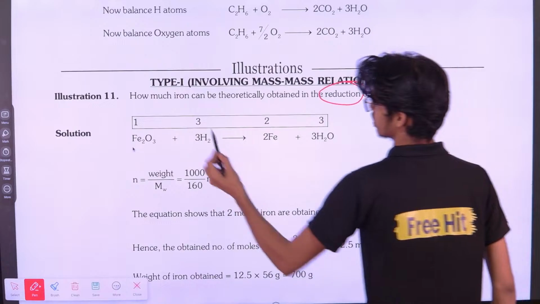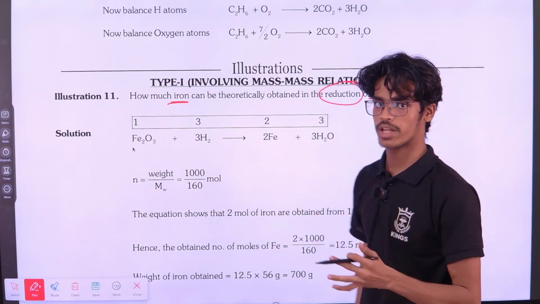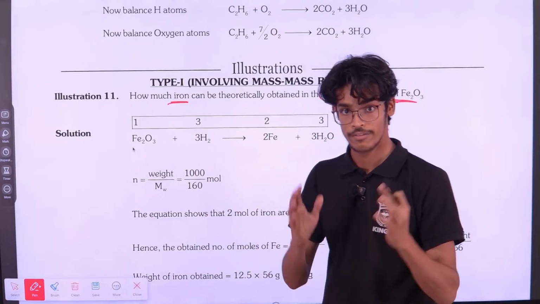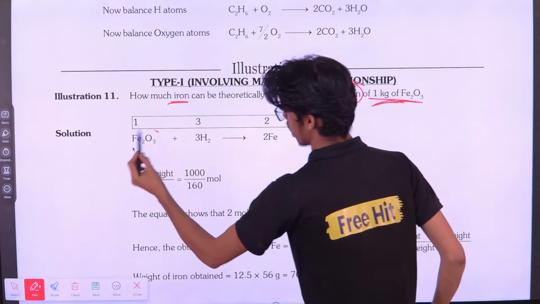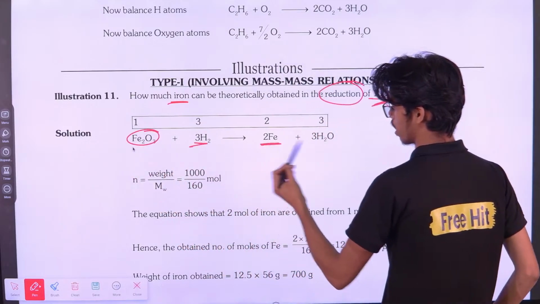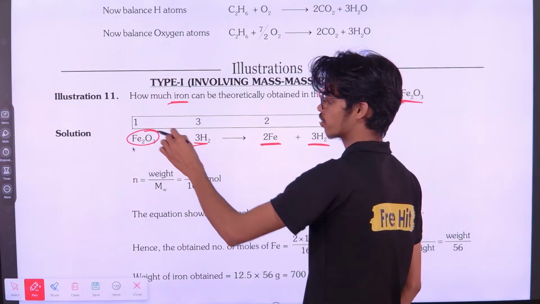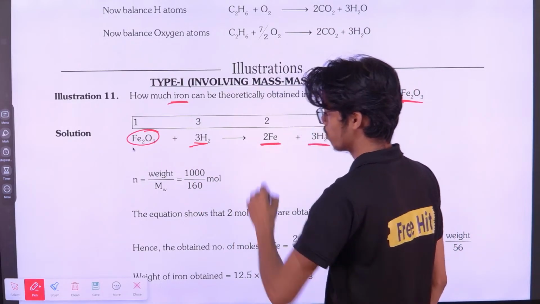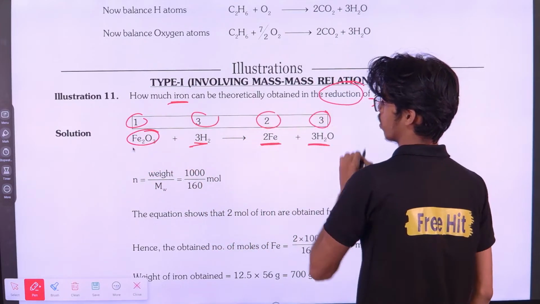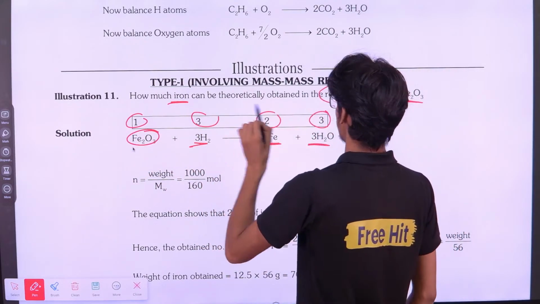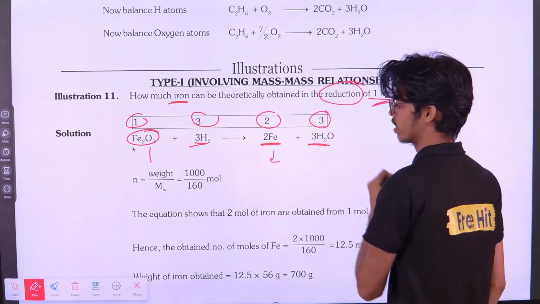So it is asking how much iron you will get. It means the weight of iron. Nobody is going to deal with the moles of iron. You have to find the weight by reduction of this. So Fe2O3 is there. When it reacts with hydrogen, you get iron and water. This is a reduction reaction. Reduction means oxygen is getting removed. Now if you balance this reaction, it is in the ratio of 1, 3, 2 and 3. Got it? It means if 1 mole of this is reducing, 2 moles of iron are getting formed.